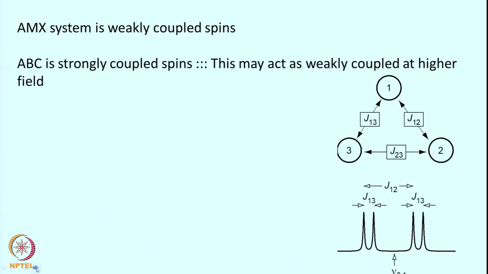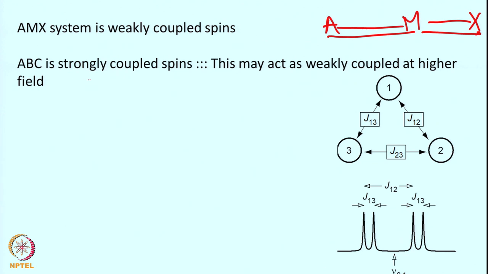So, the AMX system as we defined is weakly coupled spins. Again, to remind you what we mean by an AMX system: if you look at their chemical shifts, A comes here, M comes here and X comes here, that is why their chemical shifts are separated and that is why we called it an AMX system.